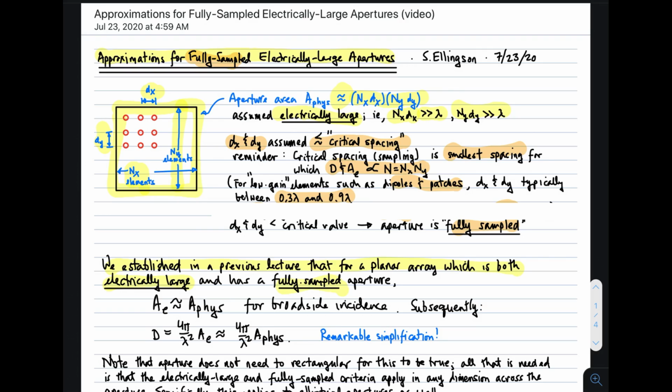We established in a previous lecture that for a planar array which is both electrically large and fully sampled, the effective aperture is approximately equal to the physical aperture of the array when we have broadside incidence. Subsequently, the directivity, which is always given by 4 pi over lambda squared times effective aperture, is 4 pi over lambda squared times physical aperture. This is obviously a remarkable simplification, because effective aperture is relatively difficult to compute, whereas physical aperture is easy to compute.